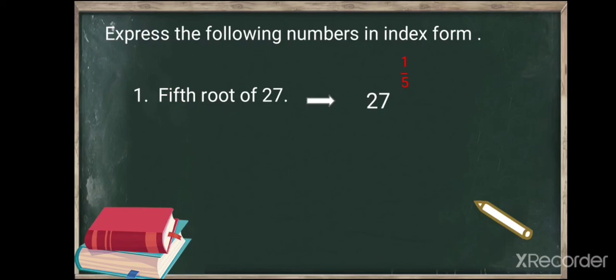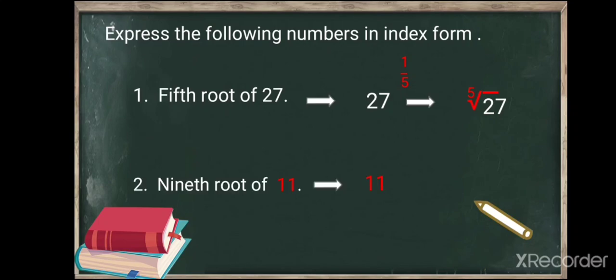Let us solve the next question, number 2. 9th root of 11. Again here 11 is the base. So first write down this base. Next its index power is 9, so write down 1 upon 9 as the index. So again we can convert it into radical sign also. So here we will get 9th root of 11.